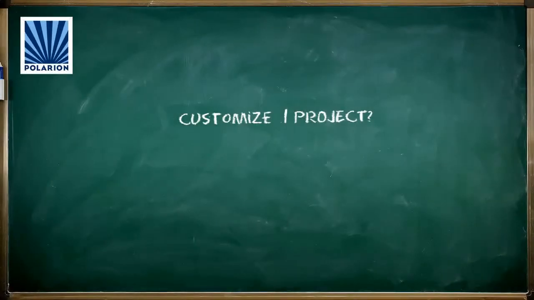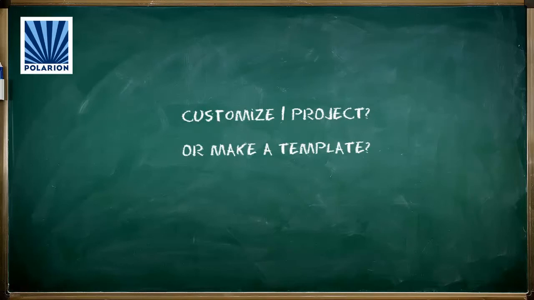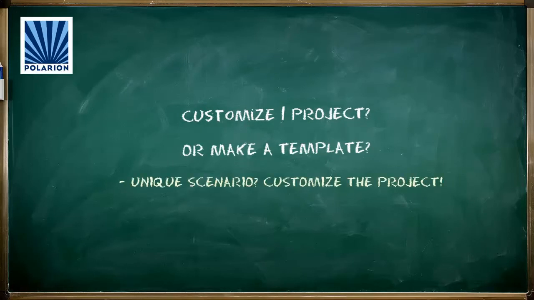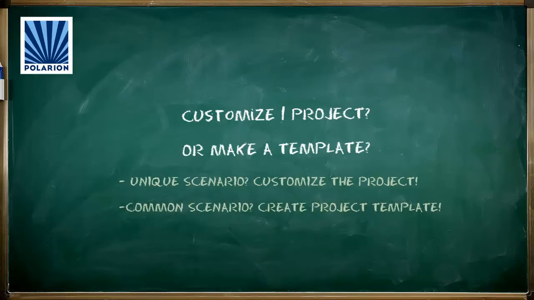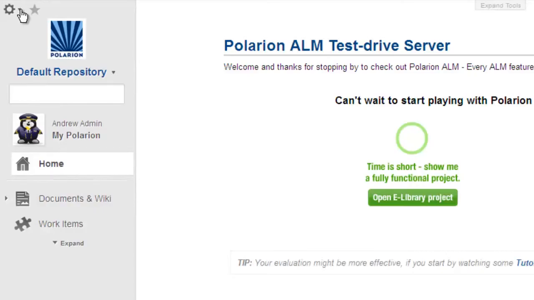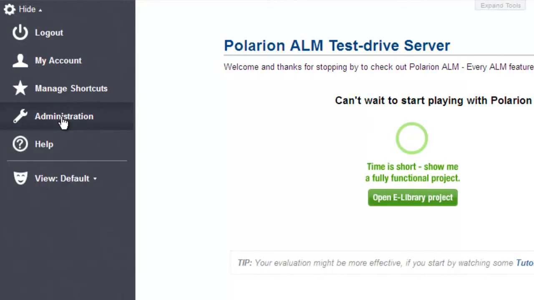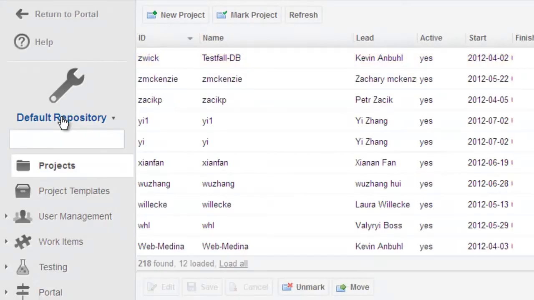What we've just seen illustrates how to start customizing a project's configuration. But customizing a single project is probably not the best practice unless it's definitely a one-of-a-kind situation where there's little or no chance that other projects will need to be configured the same way. If your users will need to create other projects customized the same way, you'll want to look into creating custom versions of Polarian's project templates. You can find those in the Global Administration in the Project Templates topic.